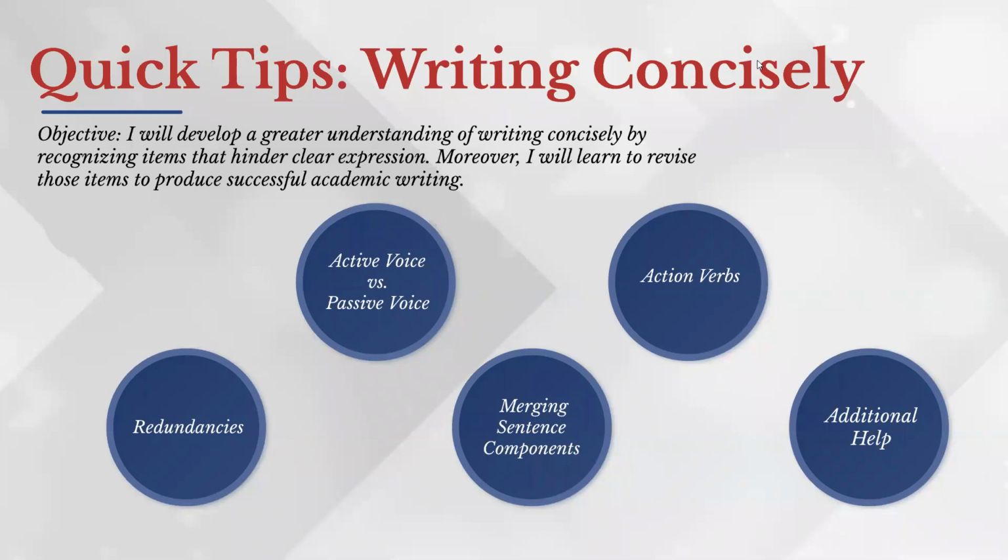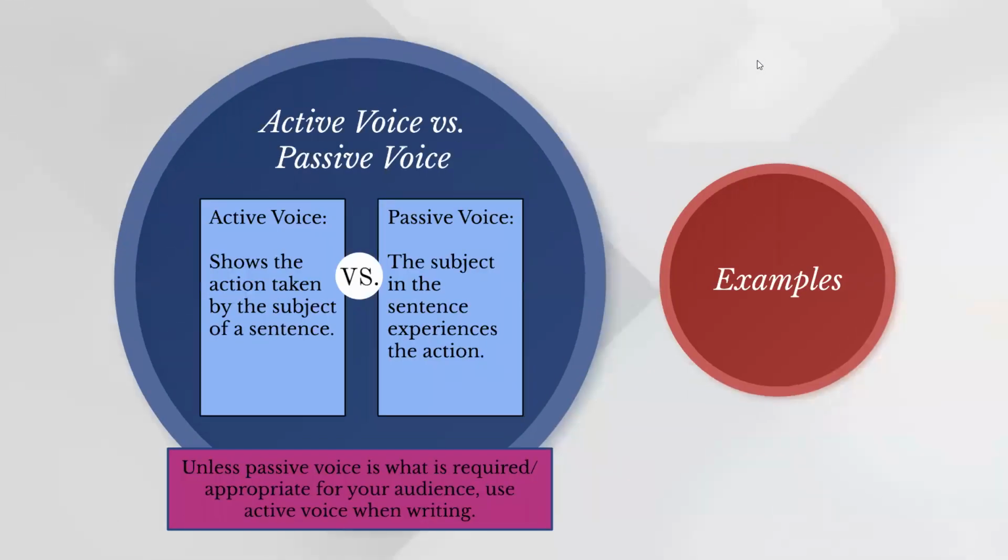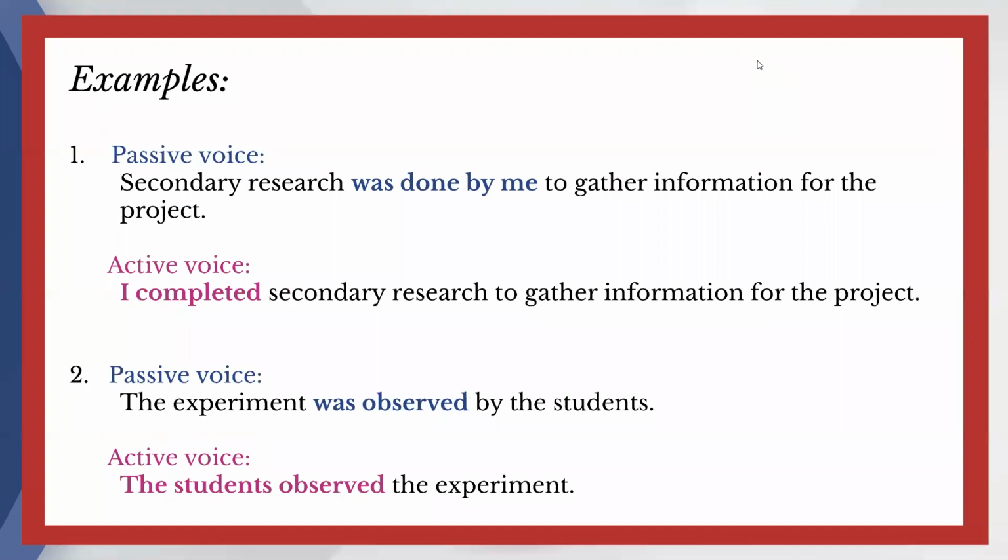The second item we're going to talk about today as far as writing concisely is active voice versus passive voice. And so passive voice is what we want to avoid. And what passive voice does is it gives the subject in the sentence as it experiences action. So something was done or that type of a thing. And unless passive voice is what's required, you really want to use active voice. Active voice shows the action taken by the subject of a sentence. And active voice is much more concise in wording than passive voice. And you'll see this as we go through these examples.